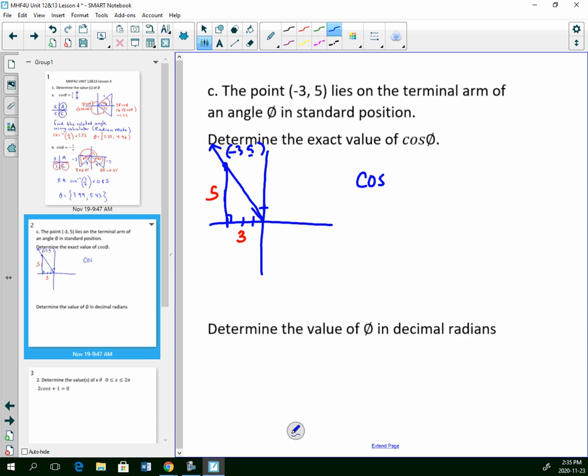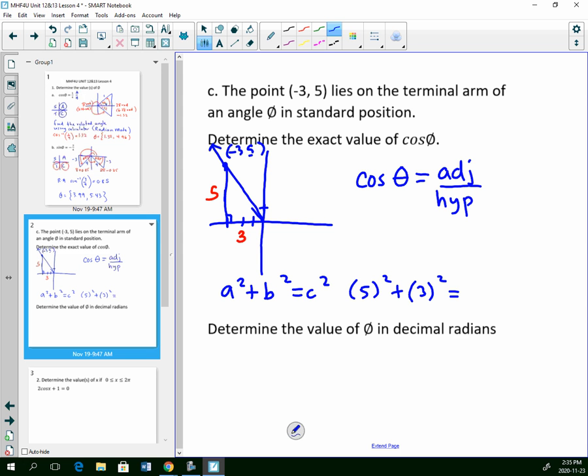I am asked to state the exact value of cosine theta. And I know that cosine is the adjacent side over the hypotenuse. Well, I don't have the hypotenuse, so I'm going to have to figure that out. I know it's a right angle triangle, so I'm going to substitute in the 2 sides that are given to find the hypotenuse. And so C squared is 34. So C is going to be the square root of 34.